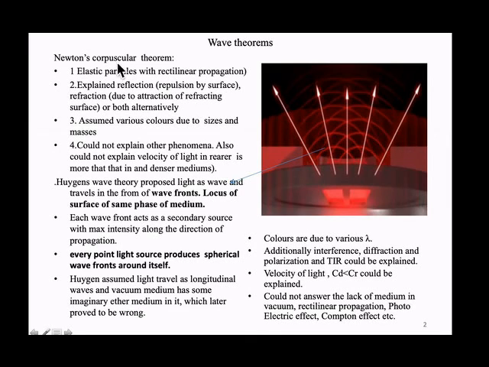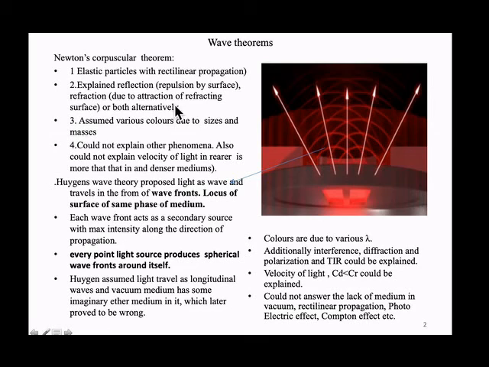So with these corpuscles, he could explain reflection and refraction. Reflection was by repulsion by the surface. He thought refraction was due to attraction of the refracting surface. Both work alternately, attraction and repulsion. That was the theory, the first theory about light. Various colors were due to the sizes and masses of the corpuscles.